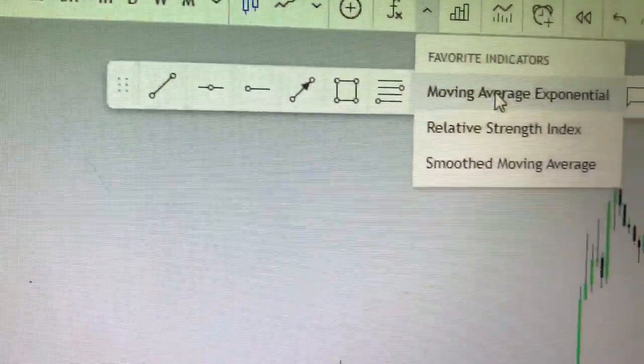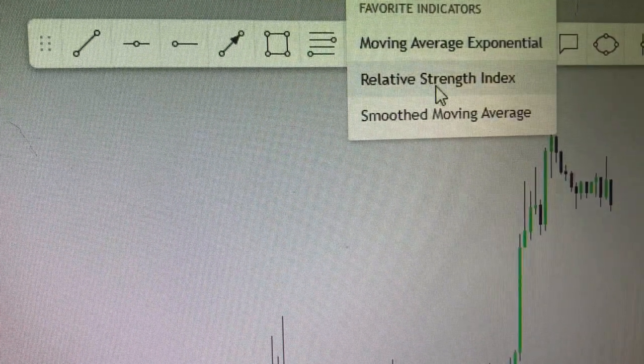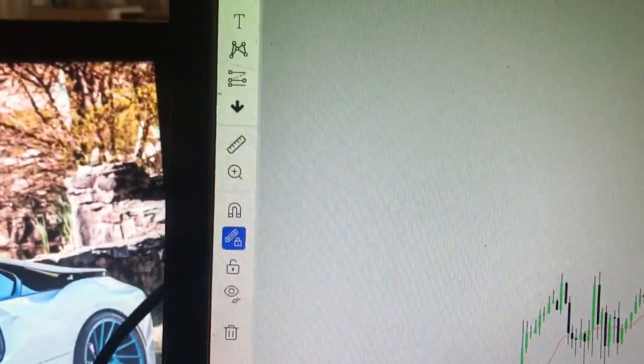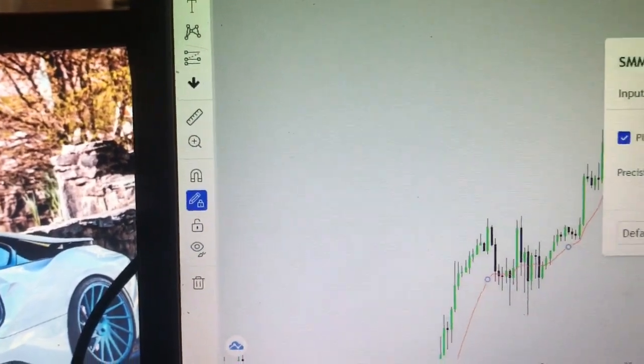Indicators go over here for my favorites. I have something called moving averages, moving exponential, and this one and this one. Now this one is something amazing. I think guys you will like this. Reason being, I'm gonna show you guys something.